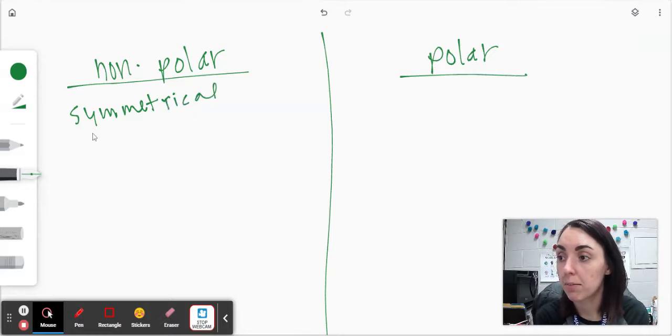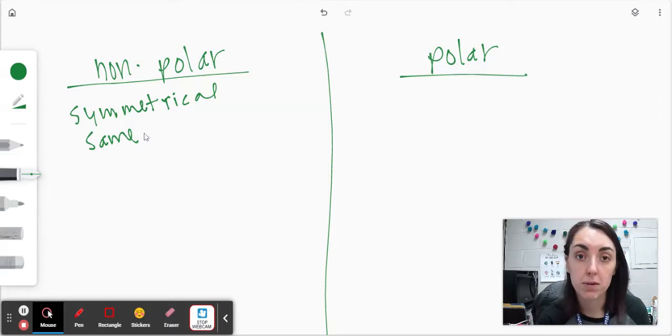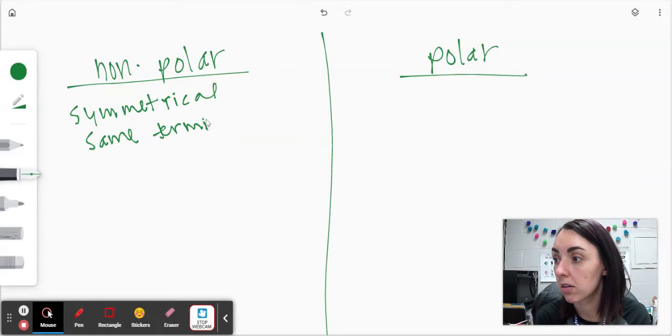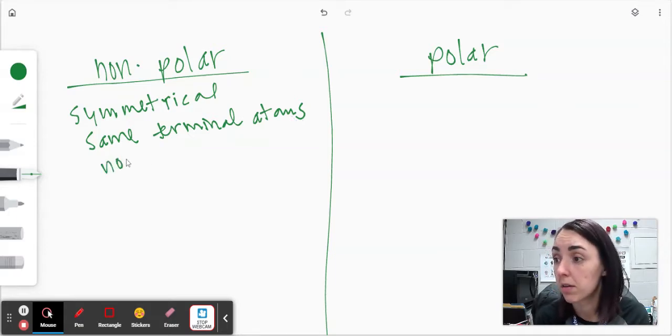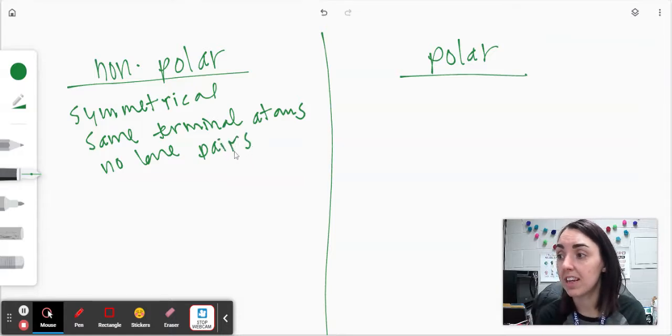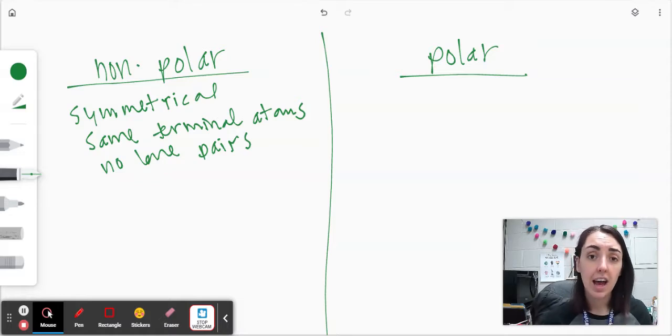Symmetrical means same terminal atoms. Terminal means end, so the atoms on the ends, and no lone pairs. The lone pairs automatically make the molecule geometry unsymmetrical. What makes a molecule polar is when you have an uneven distribution of electrons. You've got a more positive side and a more negative side. But if you have an equal distribution of electrons, then you're not going to have one negative side and one positive side. It'll just be neutral.